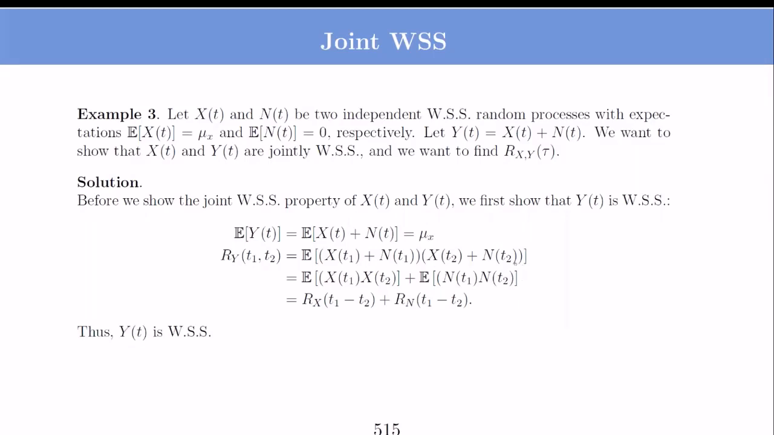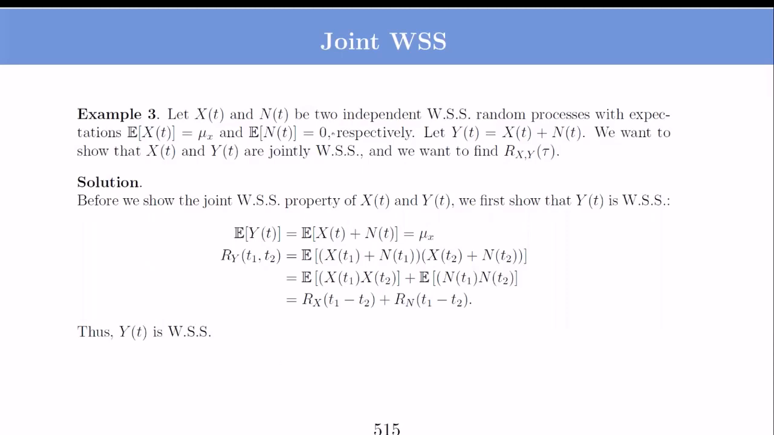Because E of n(t2) is 0, that term will be 0. Similarly, the term expectation of n(t1) and x(t2) will also be 0. Now, if you look at this function, you can see that both functions are only a function of t1 minus t2, so their sum will also be a function of t1 minus t2. Hence, y(t) is a WSS process.